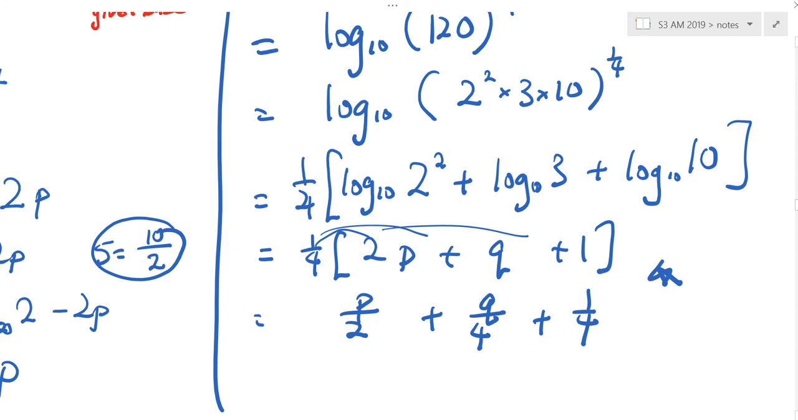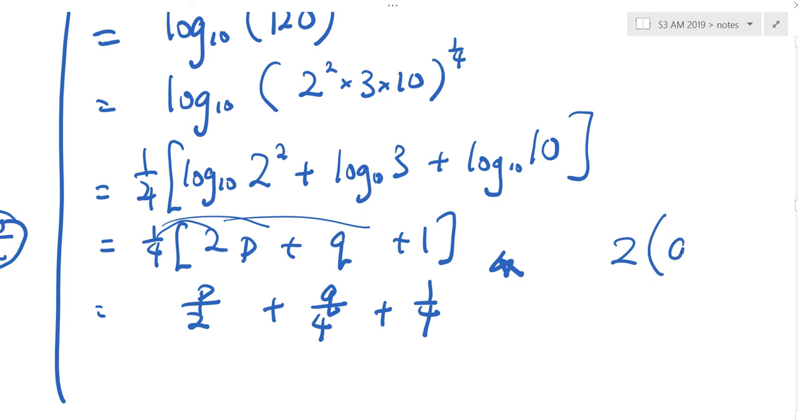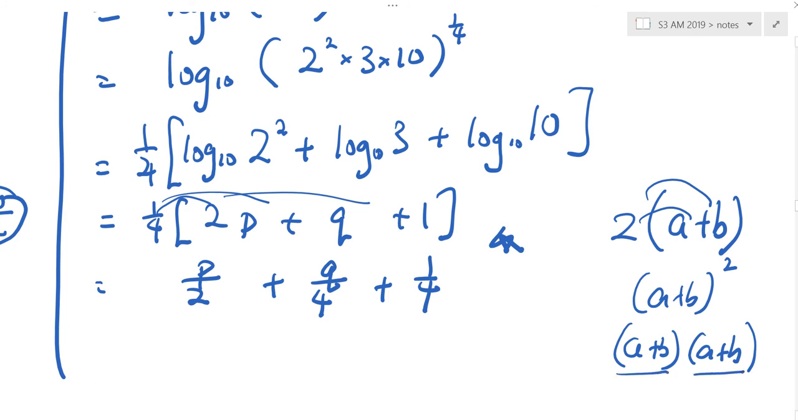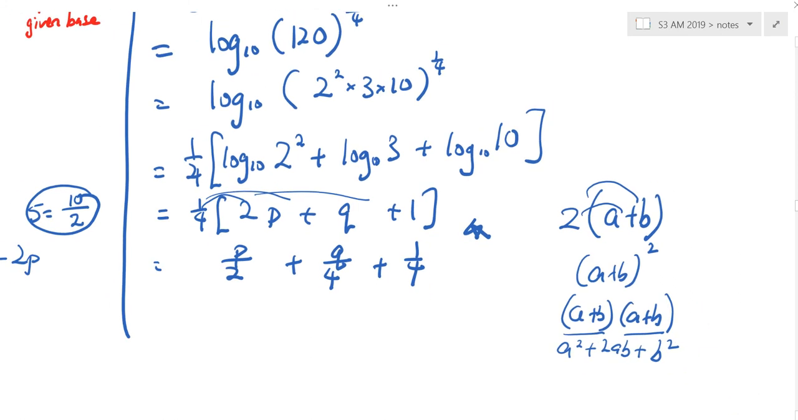It's the base. If it's power, then it cannot expand. If it's base, can. It's just like 2 bracket a plus b, which is 2a plus 2b. You expand. But if it's a plus b squared, then you don't anyhow expand. You better put a plus b, a plus b. a plus b squared is a plus b times a plus b, then you get a squared plus 2ab plus b squared, right? Okay.